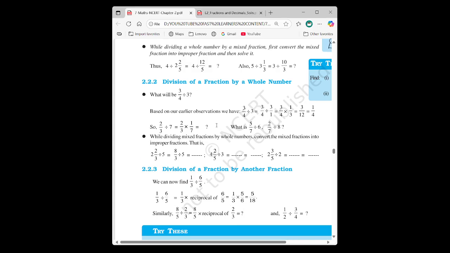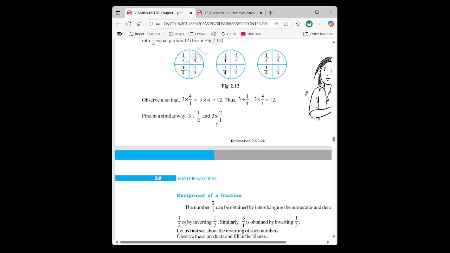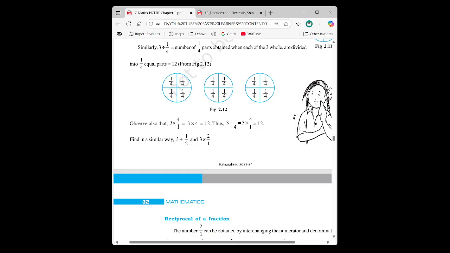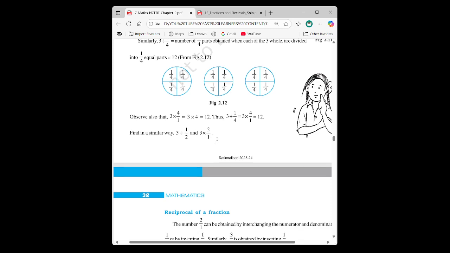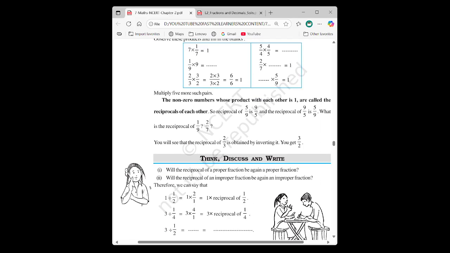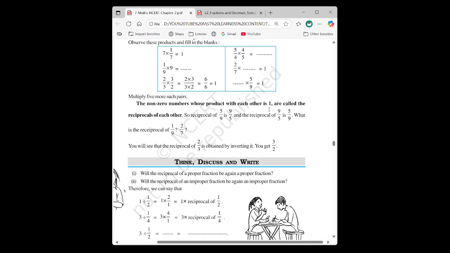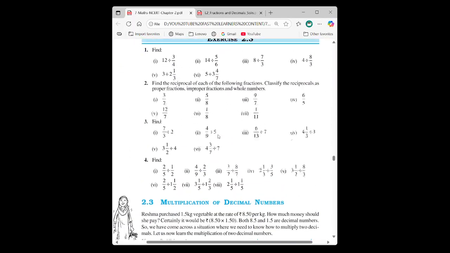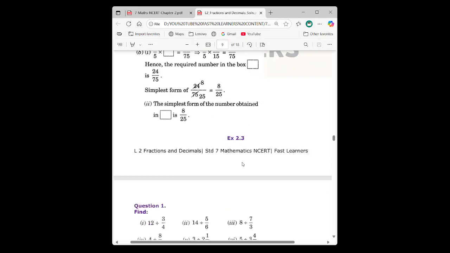So for example, let me show you what is a reciprocal. See, if you have written 1 upon 4, the reciprocal of it is 4 upon 1. If you are writing 2 upon 1, the reciprocal of 2 upon 1 is 1 upon 2. In short, you just have to invert it. See, the non-zero numbers whose product with each other is 1 are called reciprocals of each other. Here the definition has also been given. Let's quickly go through the next exercise, that is 2.3.